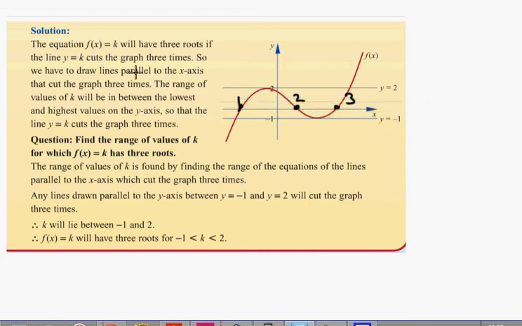Okay? Now, so we have to draw lines parallel to the x-axis that cut the graph 3 times. The range of values of k will be in between the lowest and highest value on the y-axis. So the line y equals k cuts the graph 3 times. The range of the values of k is found by finding the range of the equations of the lines. Any lines drawn parallel to the x-axis between y equals -1 and y equals 2 will cut the graph 3 times. Therefore, the answer for k will lie between -1 and 2.